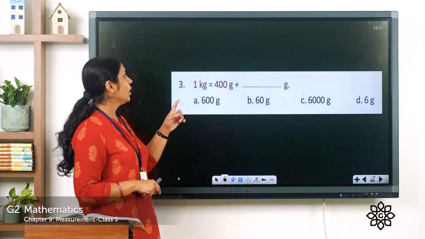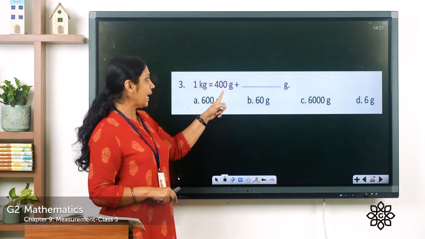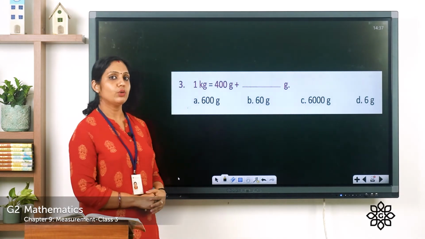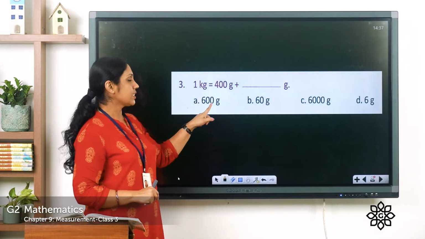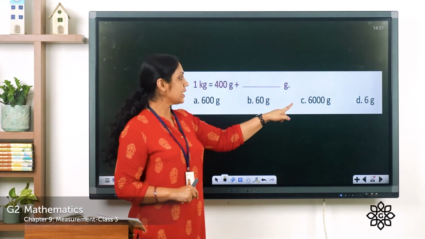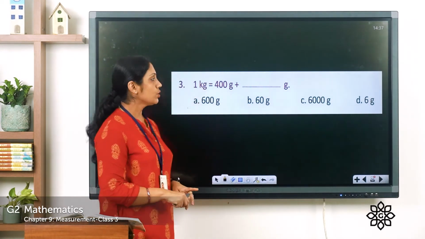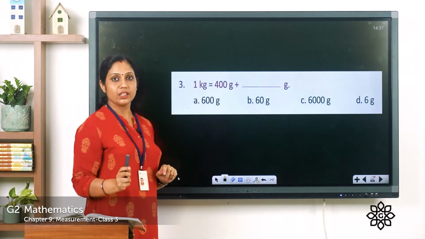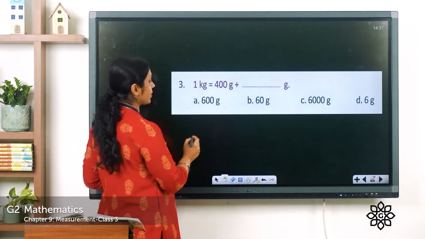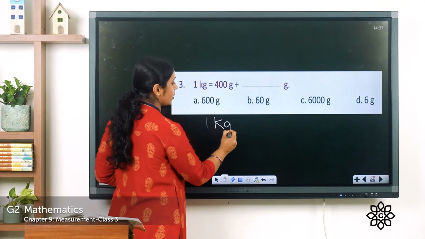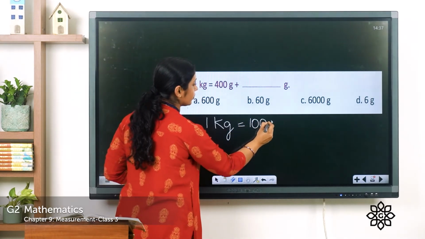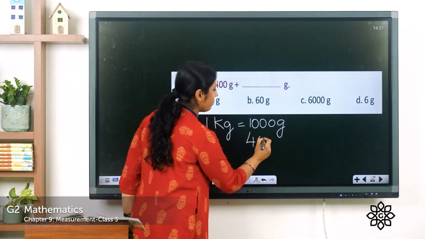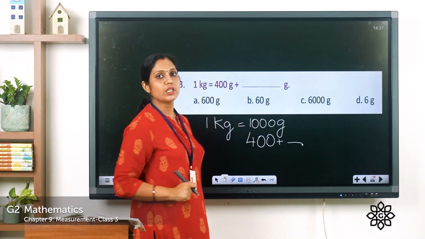Moving on to the third question. 1 kilogram is equal to 400 gram plus dash gram. So we have to find out the missing number. Let's look at the options. Option A, 600 gram. B, 60 gram. C, 6000 gram. D, 6 gram. So we have to find out 400 gram plus dash gram is equal to 1 kilogram. And we learnt 1 kilogram is equal to 1000 grams, right? Now for us, 400 gram is given. So 400 plus dash is equal to 1000 is what we have to find out.